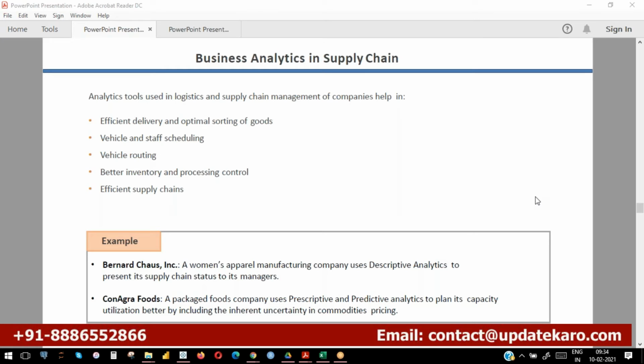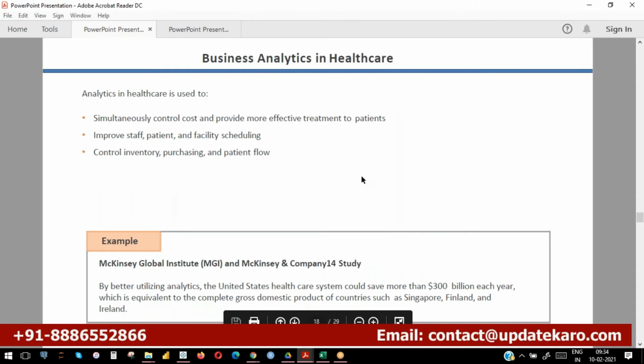The second example that we are going to consider is business analytics in healthcare. Analytics in healthcare is going to predict diseases, mainly diseases like cancer. If cancer is detected in early stages, it will be a huge advantage to the patients as well as to the doctors also. They can give an effective treatment.